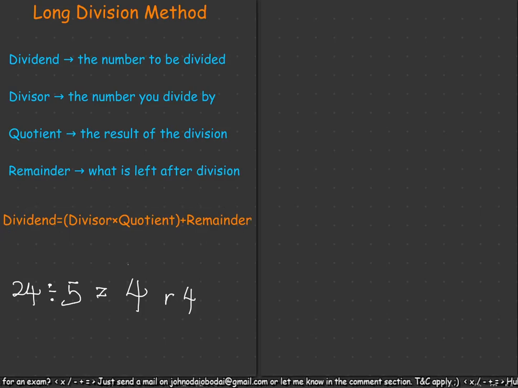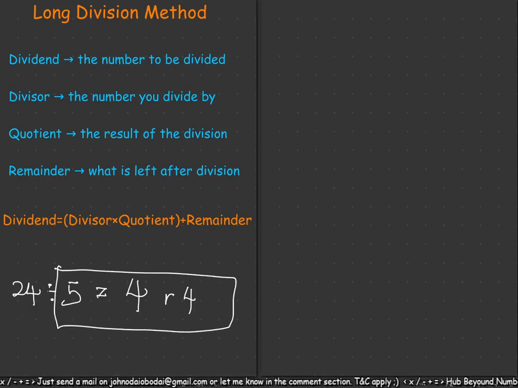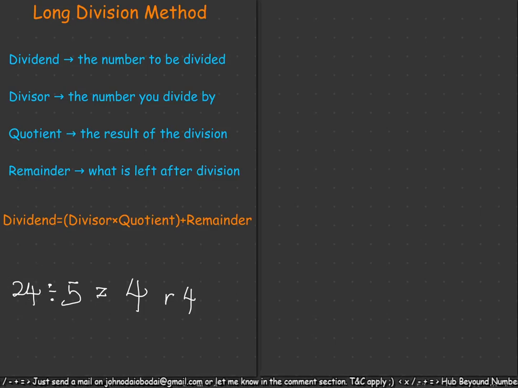There's a general formula here that relates the dividend, divisor, quotient, and remainder. Anytime you have your divisor, quotient, and remainder, you can multiply your divisor by the quotient, then add your remainder, and that will give you your dividend. What this means is, if I multiply 5 by 4, I'll get 20, and 20 plus 4 would also give me 24. So these numbers give me back my 24.